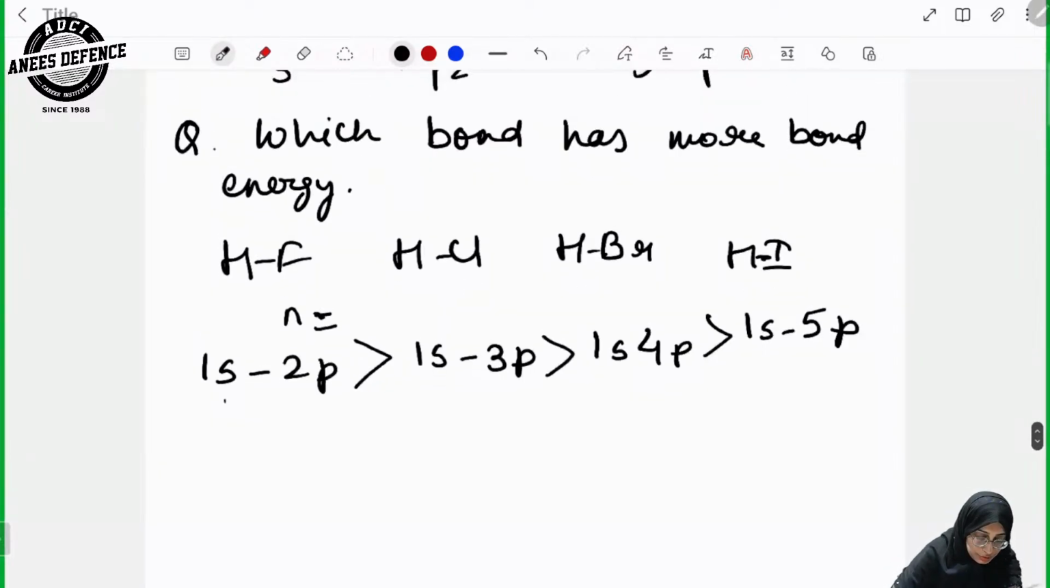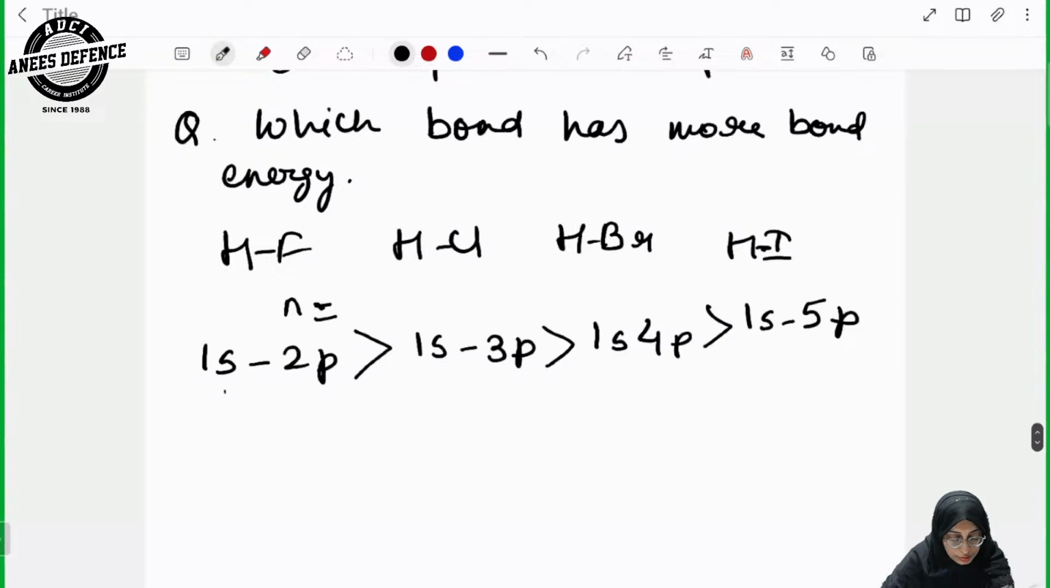So this way you can find out. We will have the least bond length with more bond energy. Less bond energy, more will be the bond length. So this we have seen on the sigma bond, which means axial overlapping. Head-on overlapping, we can say.